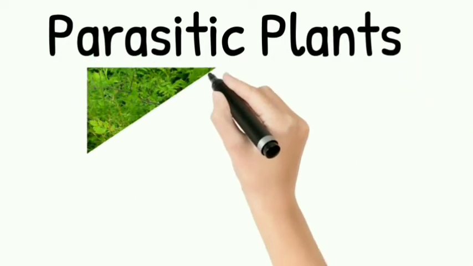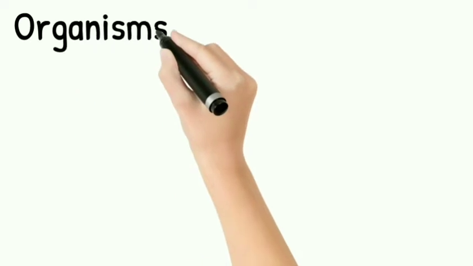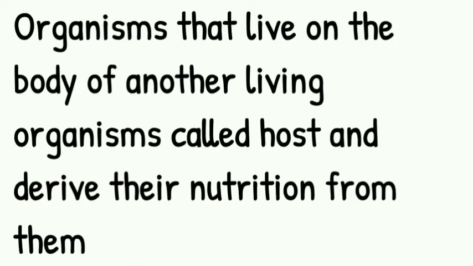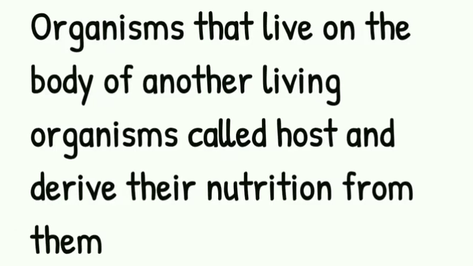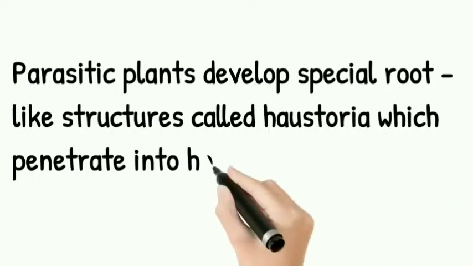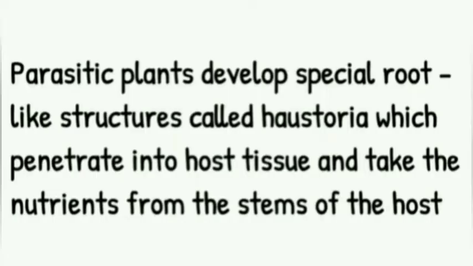Now let us learn about parasitic plants. Organisms that live on the body of another living organism called host and derive their nutrition from them. Parasitic plants develop some special root-like structures called haustoria, which penetrate into host tissue and take the nutrition from the stems of the host.